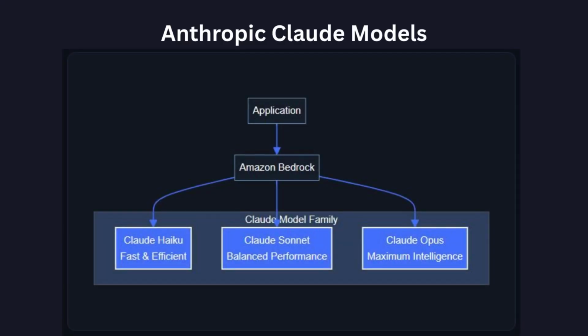Anthropic Claude models. Let's look at the Claude model family. Claude models are designed for advanced reasoning, strong safety, and long context tasks. They support context windows of up to 200,000 tokens, making them suitable for enterprise use and RAG systems. The Claude family includes Claude Haiku, which is fast and efficient, Claude Sonnet, which provides balanced performance, Claude Opus, which offers maximum intelligence. These models are ideal for AI assistants and complex enterprise applications.